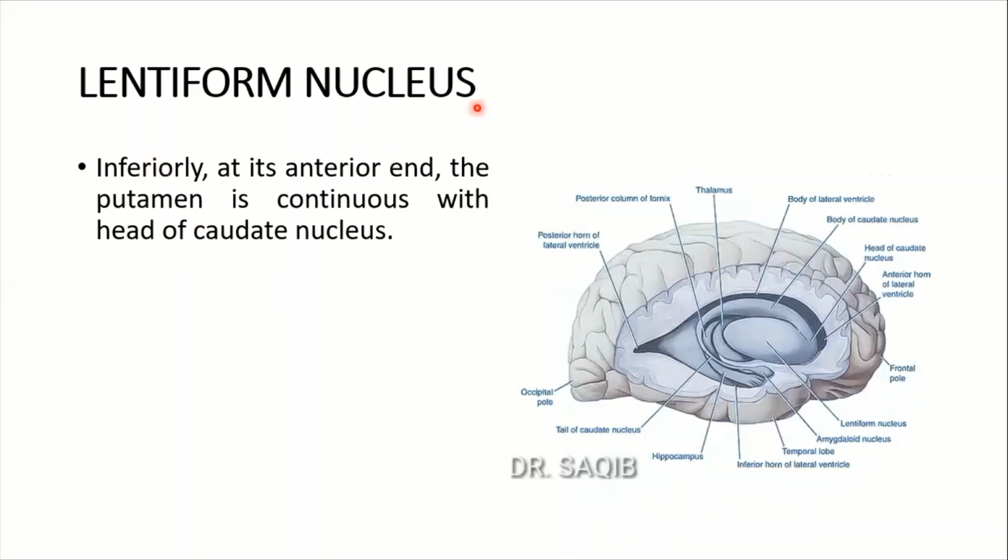The lentiform nucleus continues inferiorly at its anterior end. The putamen is continuous with the head of the caudate nucleus. This is the lentiform nucleus in this picture. It is here, and then inferiorly at its anterior end, it is continuous with the head of the caudate nucleus. Here, this is the head of the caudate nucleus.